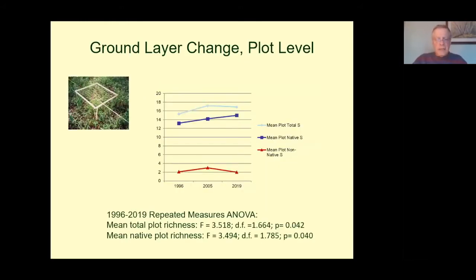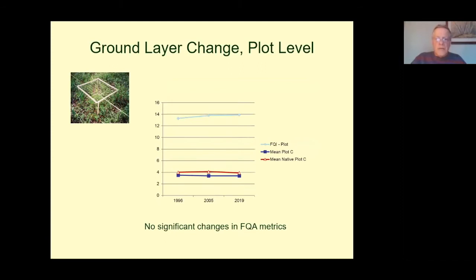Now looking at the plot level graphically, the two blue lines at the top represent mean plot total richness and mean plot native richness. Both of these increased significantly over the 1996-2019 timeframe. However, the floristic quality metrics kind of flatlined. They really didn't budge much over time at the plot level.